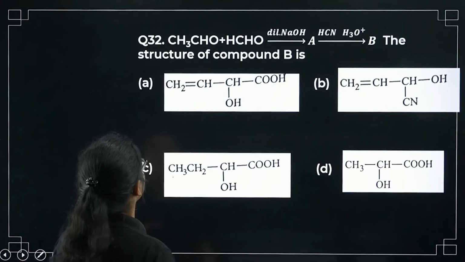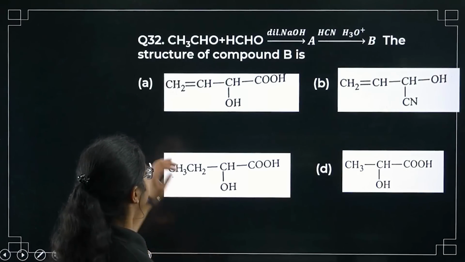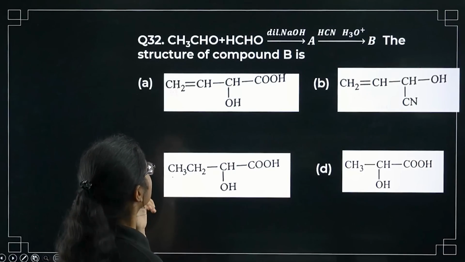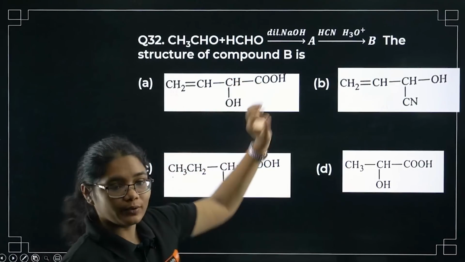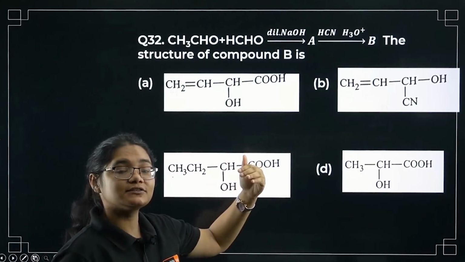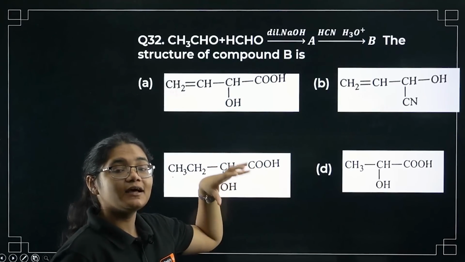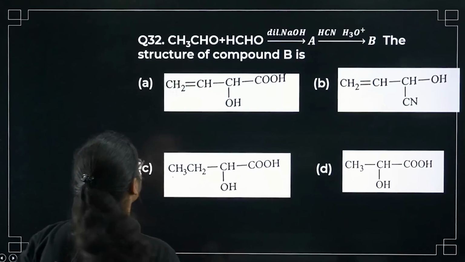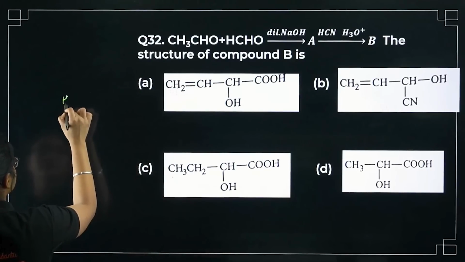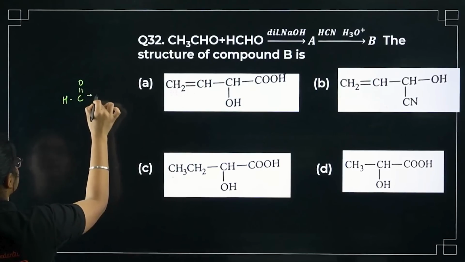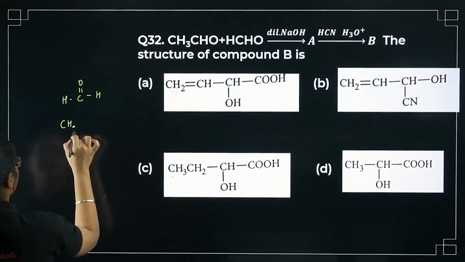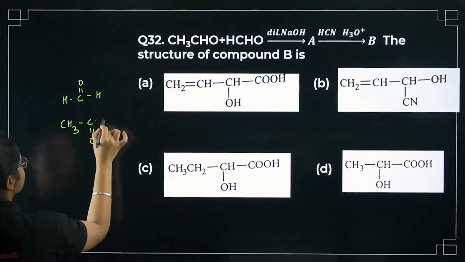Next question 32, you have to find the product for this one. So if you see dilute NaOH, that is your, I can say, aldol condensation, right? So I can have a product C, HC double bond OH. I have already taught you how to write the aldol condensation product, right?